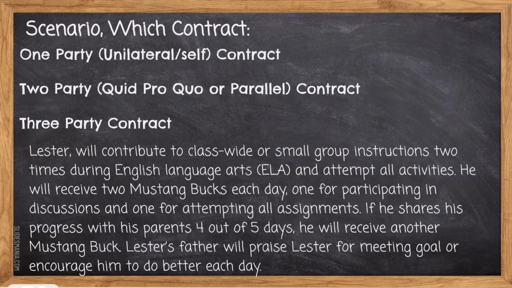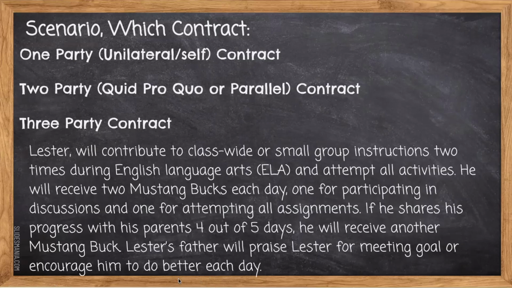And then last, is this a one party, two party, or three party? Lester will contribute to class-wide or small group instruction 2 times during English language arts and attempt all activities. He will receive 2 Mustang bucks each day, 1 for participating in a discussion and 1 for attempting all assignments. If he shares his progress with his parents 4 out of 5 days, he will receive another Mustang buck. Lester's father will praise Lester for meeting his goal or encourage him to do better each day. So three party.